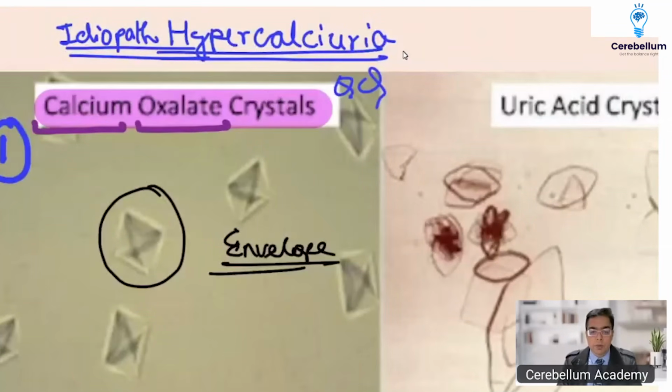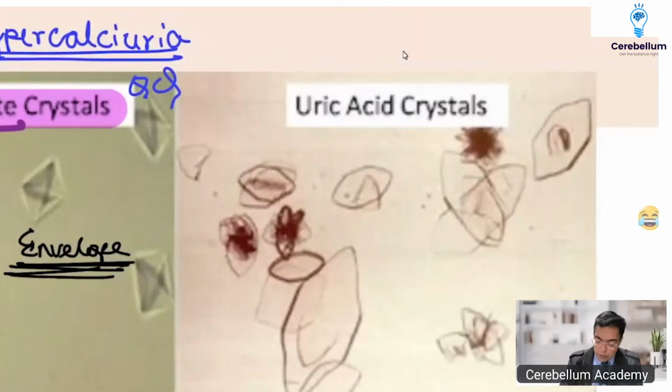I mean, it's difficult for them to understand, right? So envelope-shaped crystals is what you need to understand over here, which is going to be seen as a feature over here, right? The second type of stone that we talk about is the uric acid stone.